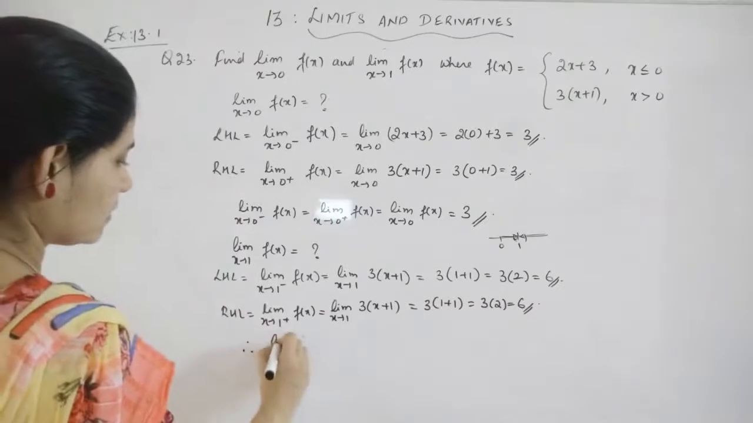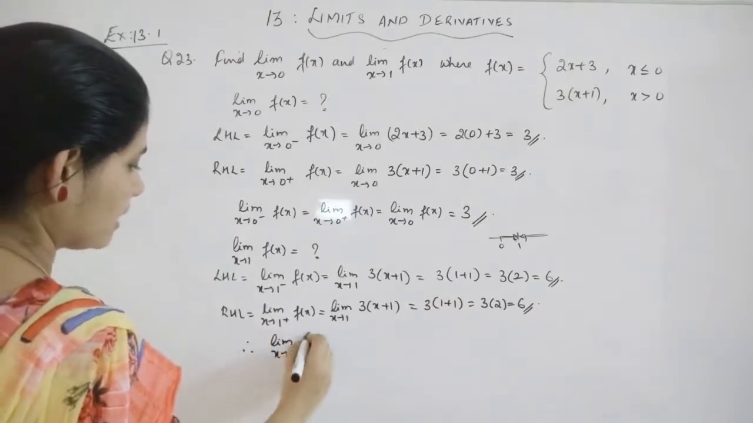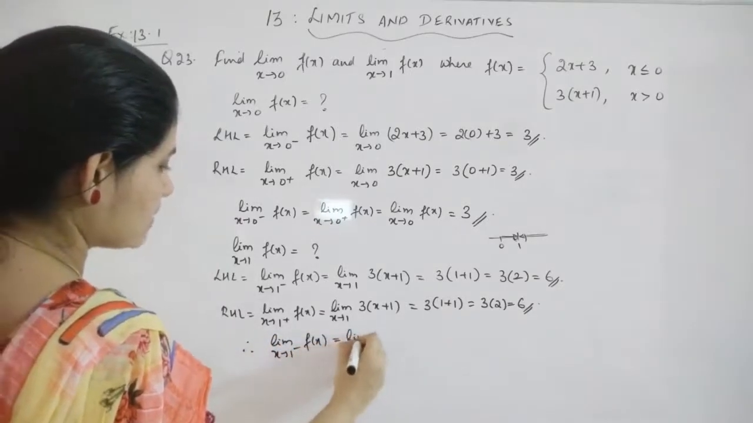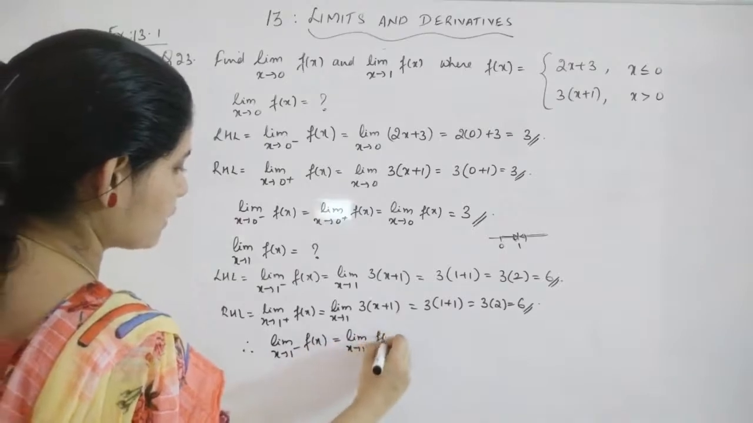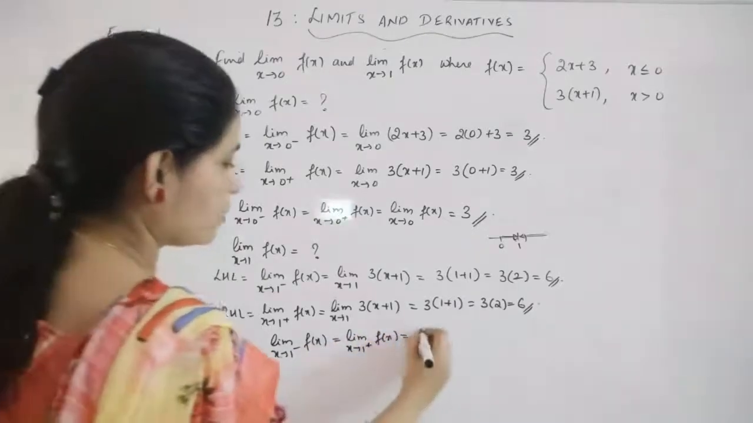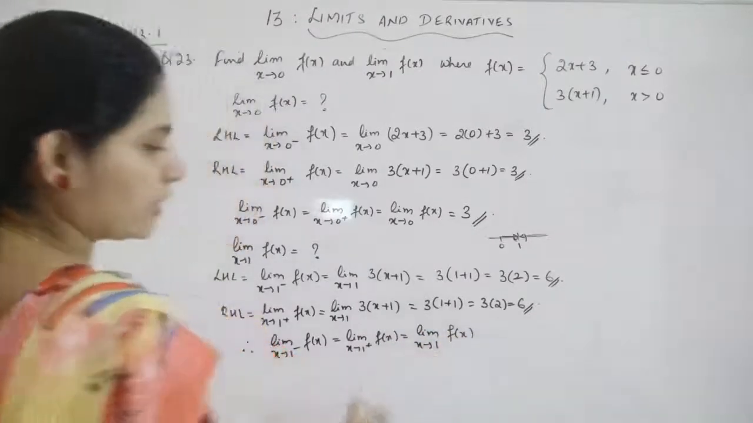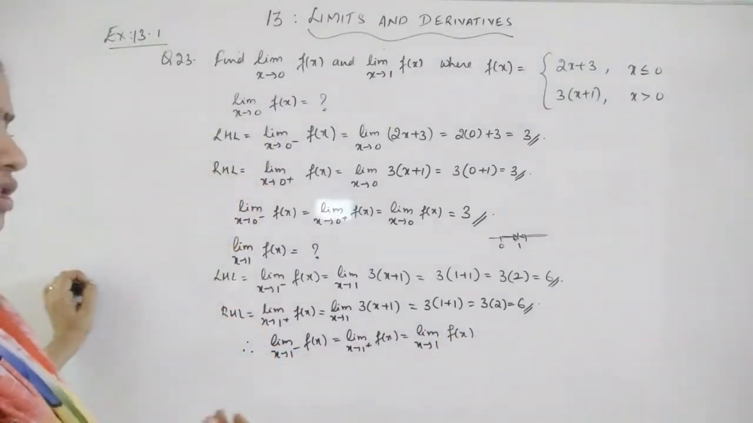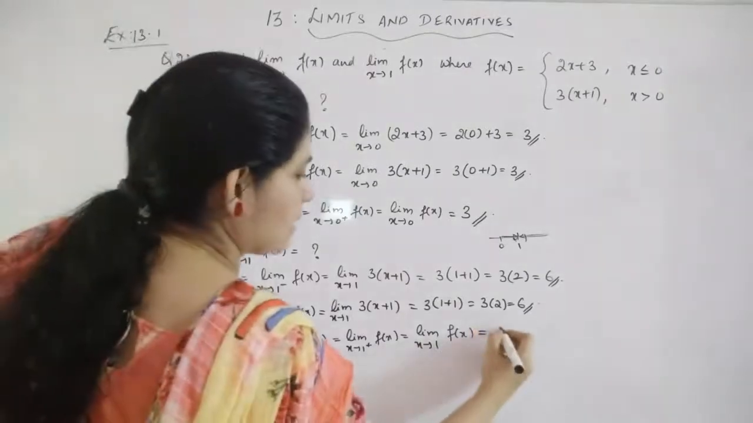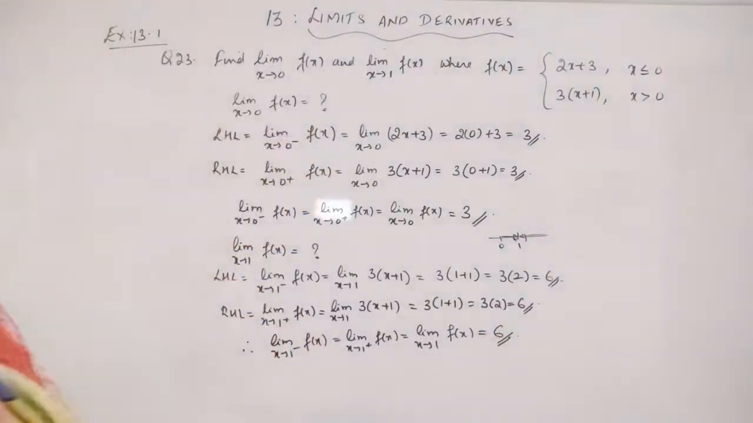Therefore you are getting limit x tends to 1 minus f of x and limit x tends to 1 plus f of x, both have the equal value. That means the limit exists at the point x equal to 1, limit x tends to 1 f of x exists, and that will be 6.